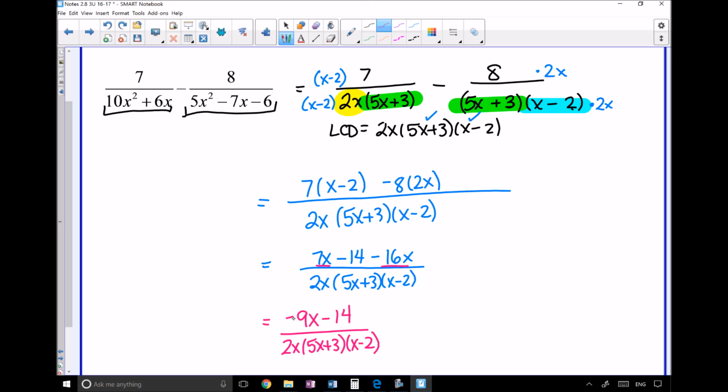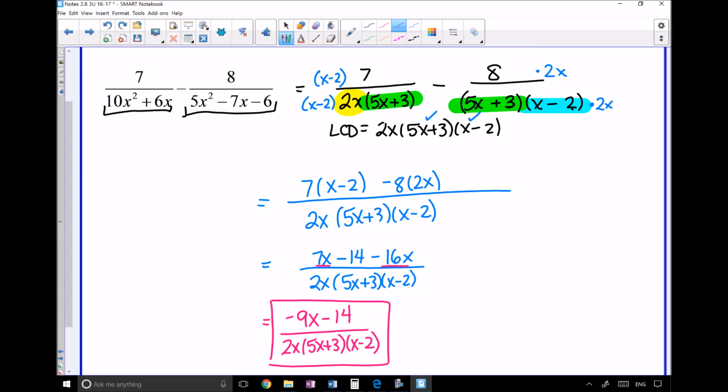Is it a difference of perfect squares? The only perfect square we have is 9. There's a negative 9, which is actually not even a perfect square. x is not a perfect square, and 14 is not a perfect square. It's not a trinomial I can factor. I can't factor by grouping, so it's completely factored. So this is my completely simplified combined equation.